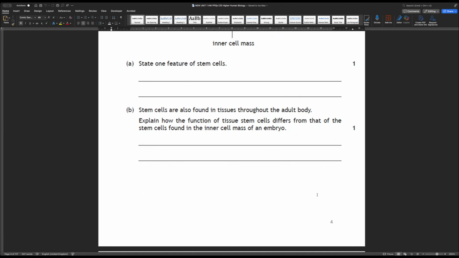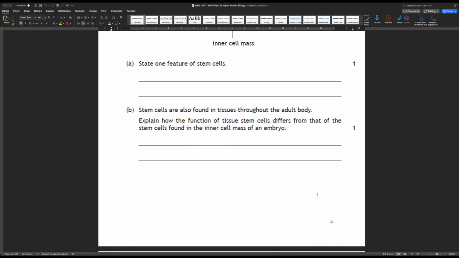Part B, stem cells are also found in tissues throughout the adult body. Explain how the function of tissue stem cells differs from that of the stem cells found in the inner cell mass of an embryo. So for this question, there's a particular way to answer it, and students often don't quite get this mark, not because they don't have the knowledge, but because of the way they set out their answer.